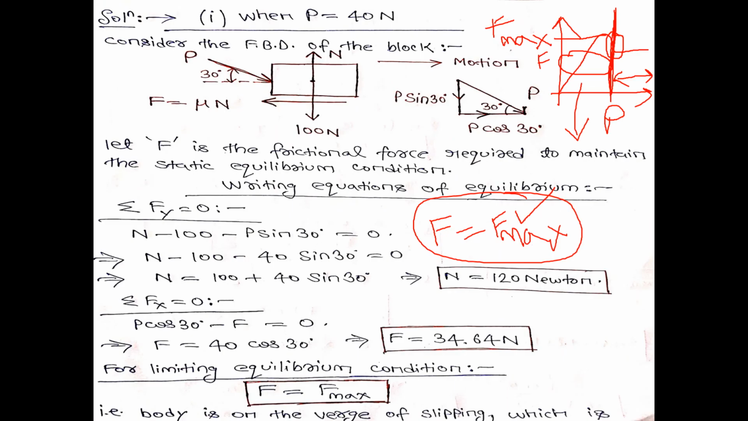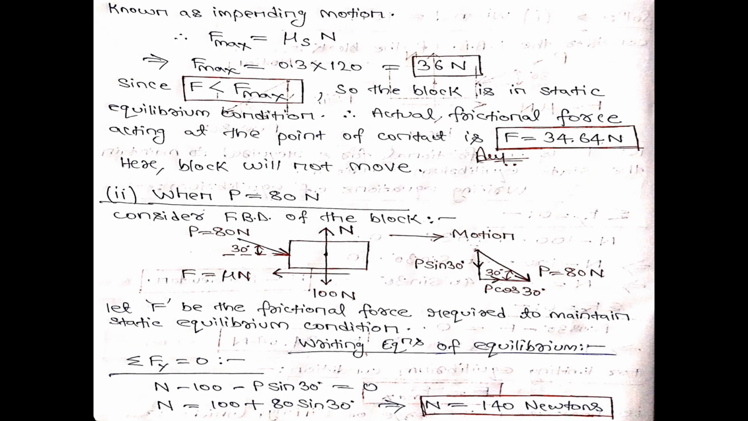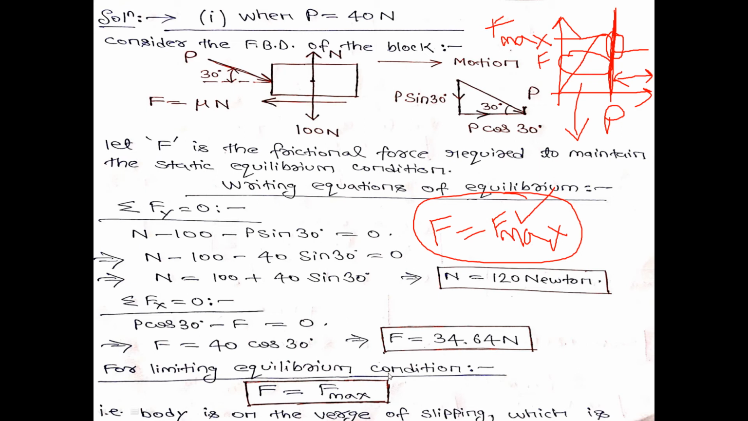The body will not move, because the maximum frictional force is more and the frictional force which we are getting from this value of force P equal to 40 Newton is less. That means there will be no motion in the body. If there is no motion, the body will be in static equilibrium condition, and for static equilibrium condition, frictional force F is nothing but what we calculated. That means the value of F whatever I have calculated is the correct value.